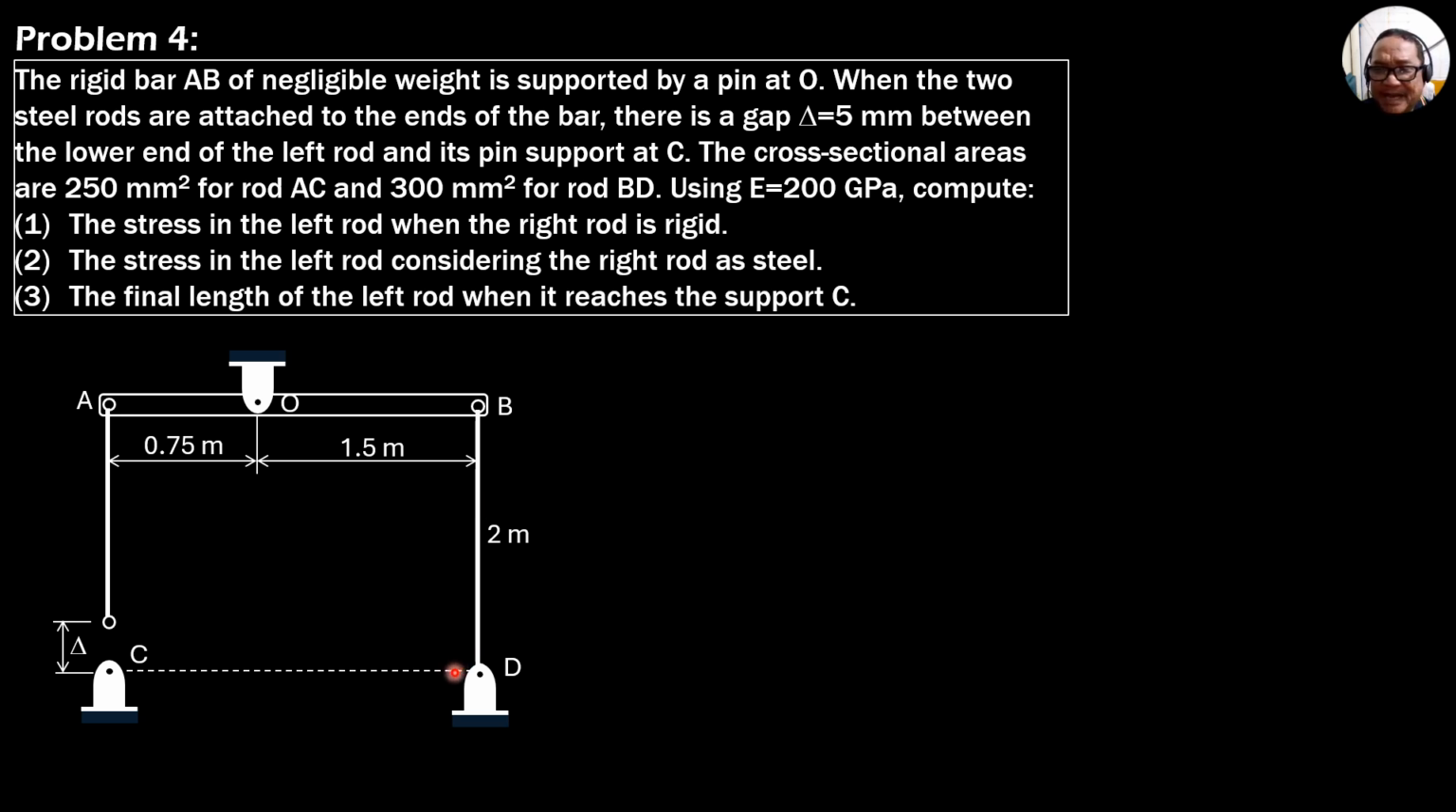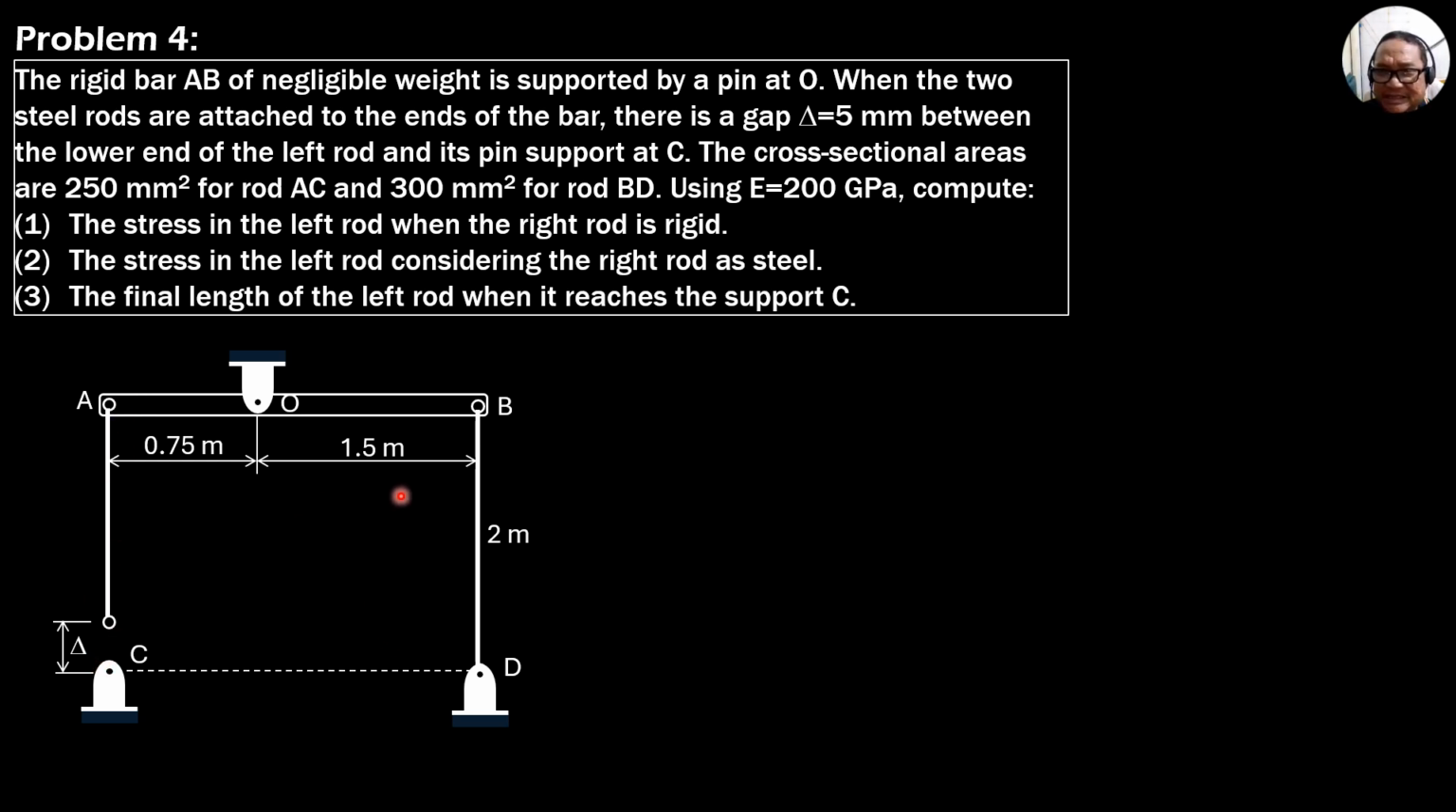So the problem asks for the stress in the left rod when the right rod is rigid. So if the right rod is rigid and this bar is also rigid, when the left bar is stretched to reach point C, the rigid bar remains horizontal because this right rod BD will still be undeformed. So therefore, because delta is 5 mm, that's also the deflection of this rod AC here.